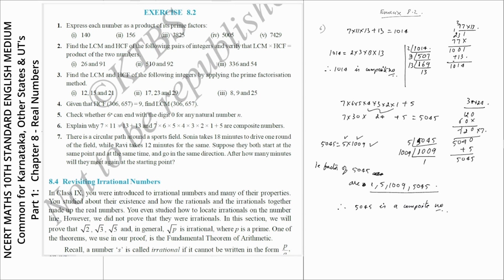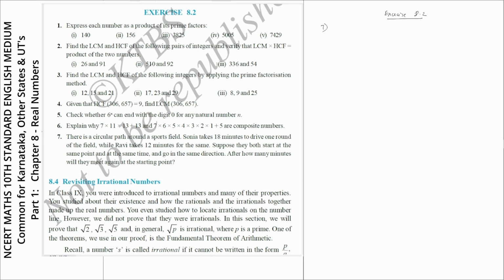That ends this one. Exercise 8.2, question number 7. There is a circular path around a sports field. Sonia takes 18 minutes to drive one round of the field. Ravi takes 12 minutes for the same. Suppose they both start at the same point and at the same time and go in the same direction. After how many minutes will they meet again at the starting point?